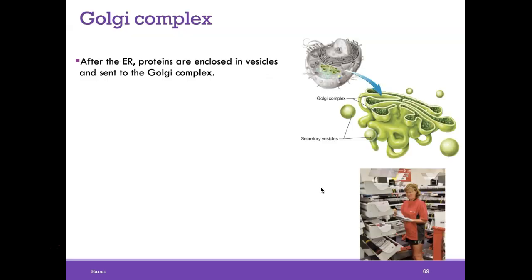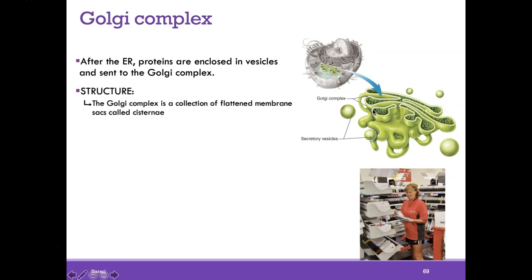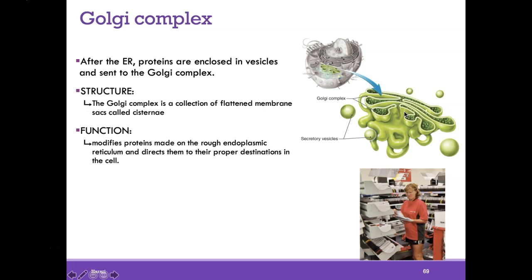After the endoplasmic reticulum, proteins that were made on the ribosomes are enclosed in vesicles and are then sent to the Golgi complex, or the Golgi apparatus, as it's sometimes known. The structure of the Golgi apparatus is a collection of flattened membrane sacs called cisternae. And the function of the Golgi complex is to modify proteins that were made on the rough endoplasmic reticulum and to then direct them to their proper destination in the cell.